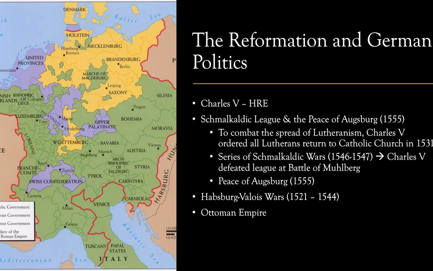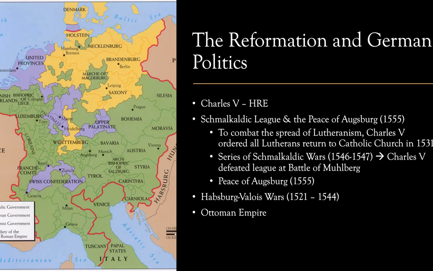Now, Charles would eventually have an opportunity to engage in conflict with the Lutheran princes, and this was a series of wars we call the Schmalkaldic Wars in the 1540s. And Charles V even defeated the Schmalkaldic League at the Battle of Mulberg. And at this point, Charles V was really at the height of his power. He had fought back the Ottomans.